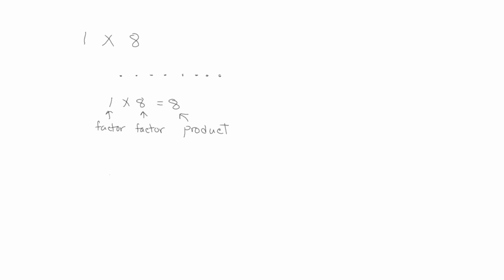Now we can show 8 in a different way with a 2 by 4 array, which means we have 2 rows of 4. And we can write this as a multiplication problem: 2 times 4 equals 8, where 2 and 4 are the factors and 8 is the product. Let's look at another one.